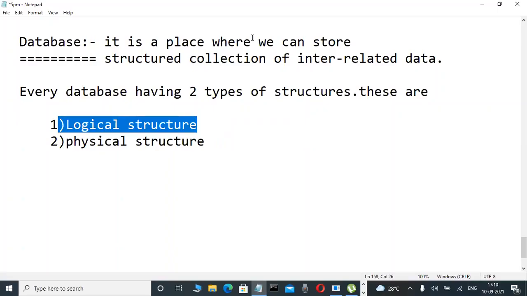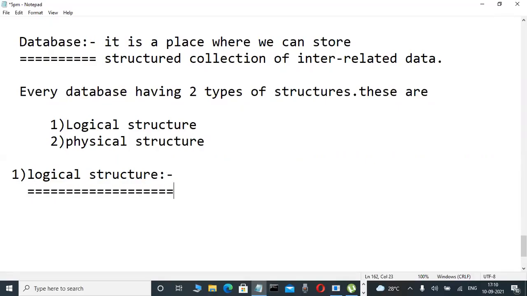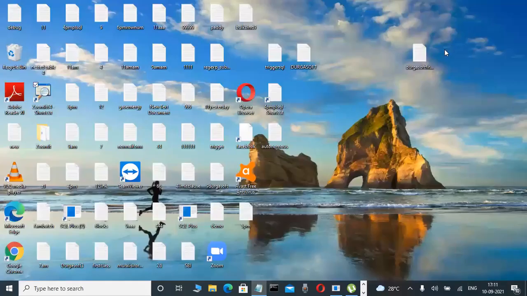Anybody have an idea? Very easy. What does logical structure mean? Dead easy. And now here, check it out. What does logical structure mean? Start writing: logical structure. Now concentrate here. What does logical structure mean? Now slowly observe it here.